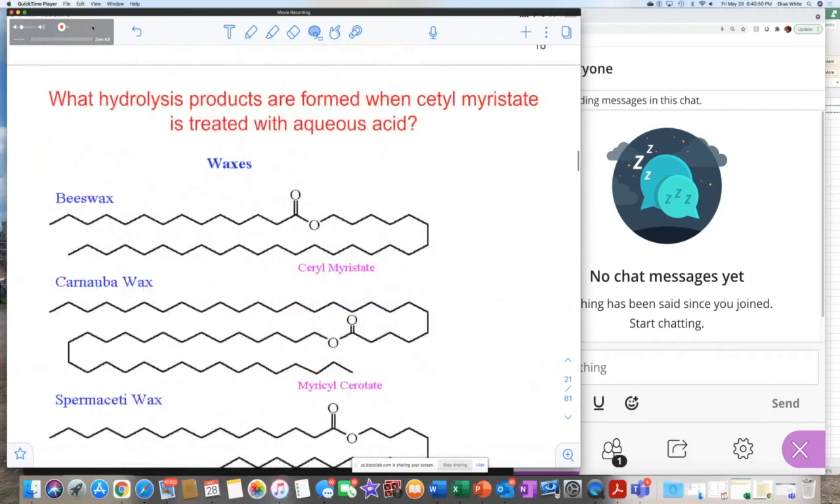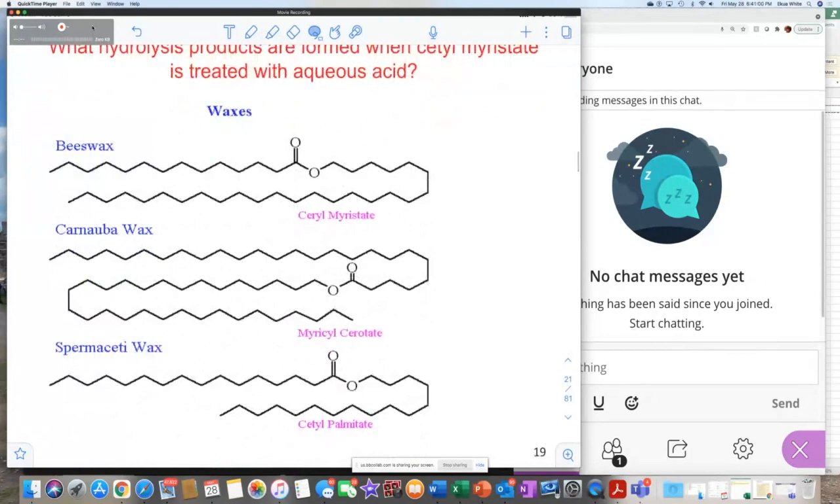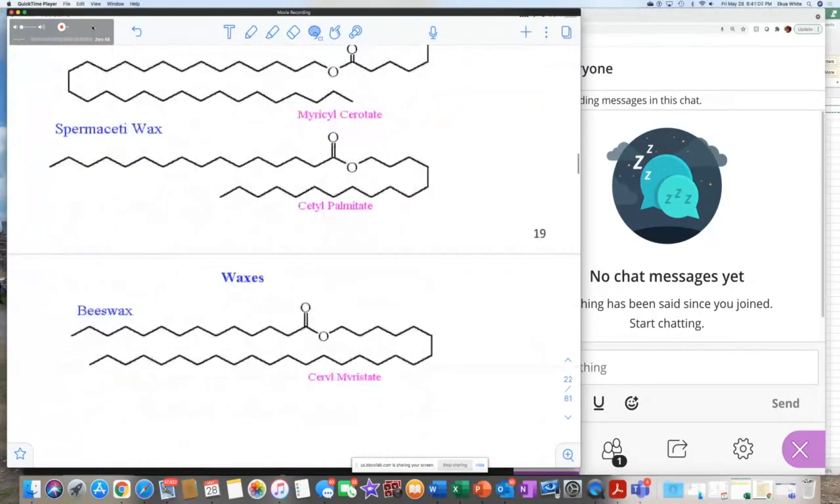Okay, so what is the question here? What hydrolysis products are formed when cetyl myristate is treated with aqueous acid? So this is a hydrolysis process, right? Where you're breaking down the bond, and it has to be this ester bond right here. Okay, you're breaking it down to reclaim the original alcohol. So remember, with the water, water separates into H and OH. The OH comes over here.